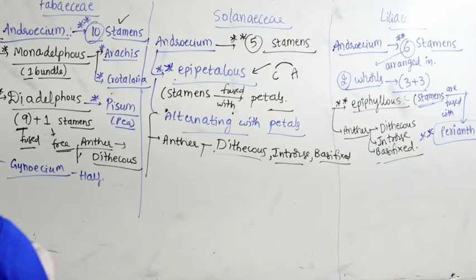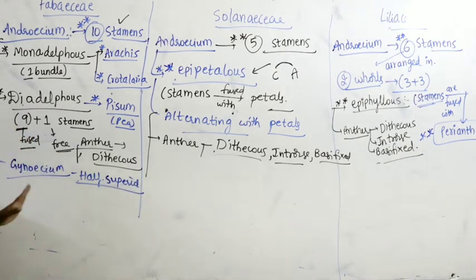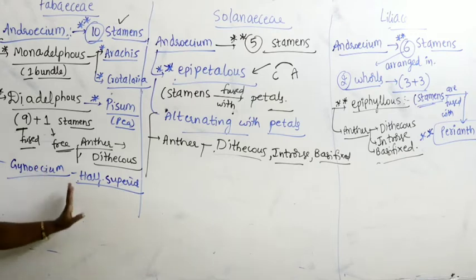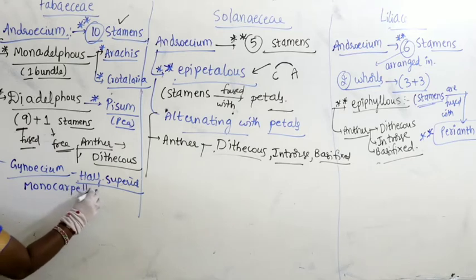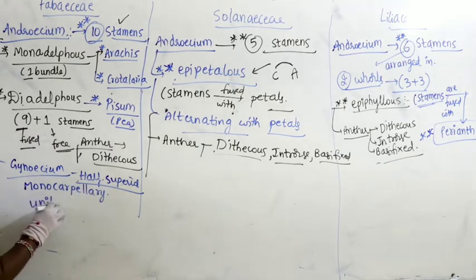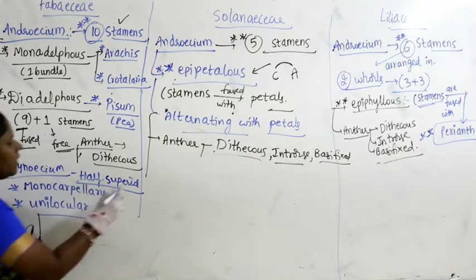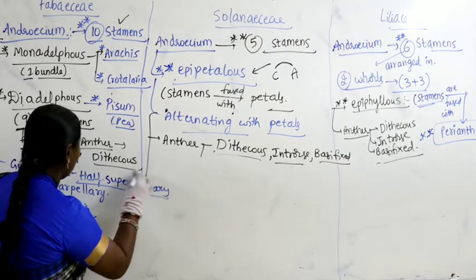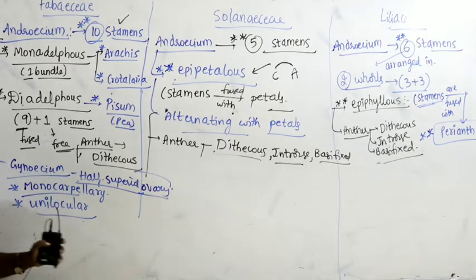Now if you take gynoecium, it is half superior, monocarpellary, unilocular. So if you take the gynoecium part, generally we say it is half superior ovary. What you have to write here? Half superior ovary. Monocarpellary means number of carpels is only 1. Unilocular condition meaning only one locule is present.